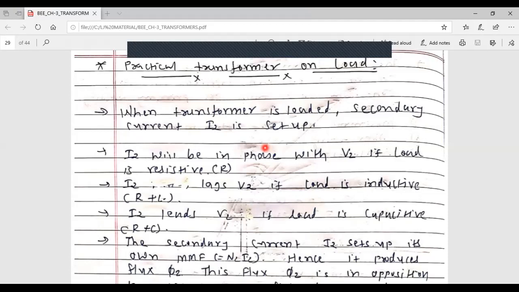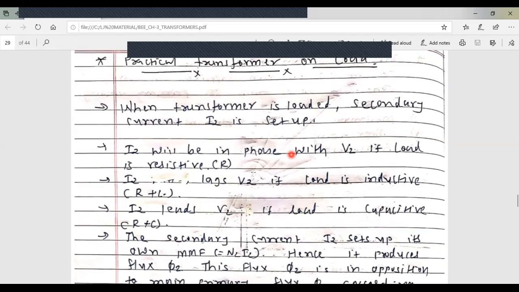Okay. Now, we know that in a practical transformer on no load condition, we have not connected any load on the secondary winding. It means that the secondary winding of the practical transformer is open, then we can say that the practical transformer is working on no load condition. Now, we will discuss practical transformer on load condition.